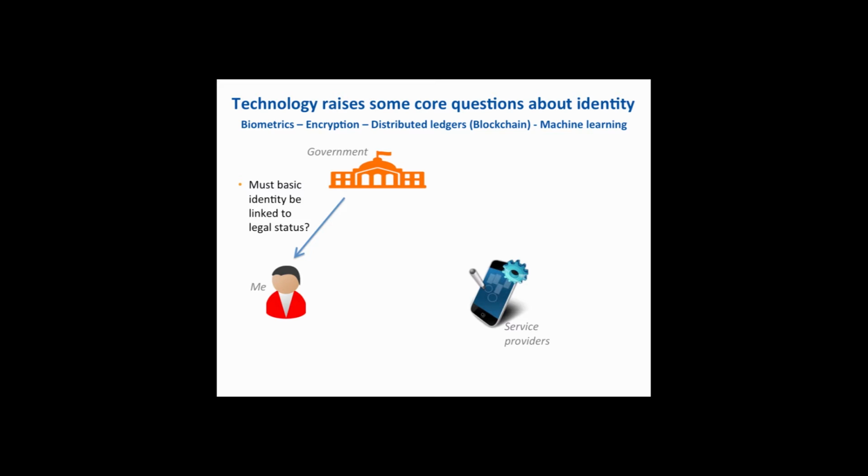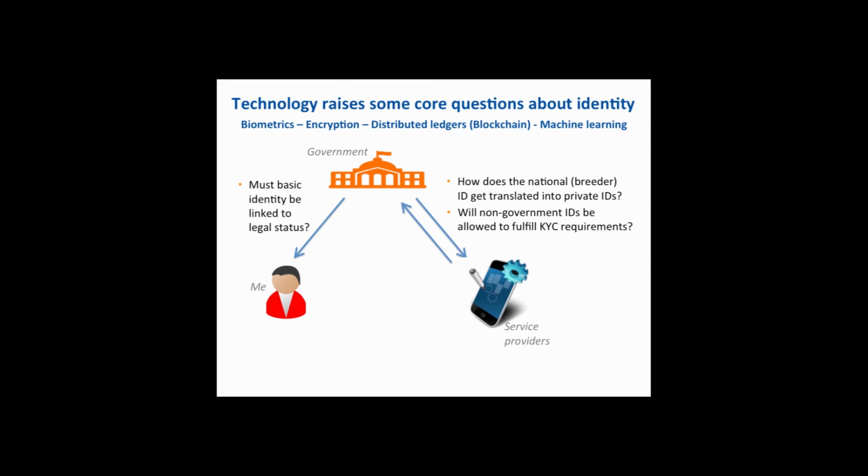While the government provides the basic or breeder identity, that usually needs to get translated into private IDs. These are the range of authentication factors that providers know you by, like username, phone number, password, and so on. And then there's the question of whether private providers can ever play the role of fulfilling basic identity in a way that fulfills legal KYC requirements. That's not the case right now. Ultimately, all legal identity is based on a government-issued ID, whether it's a national ID or a voting card, driver's license, or whatever.